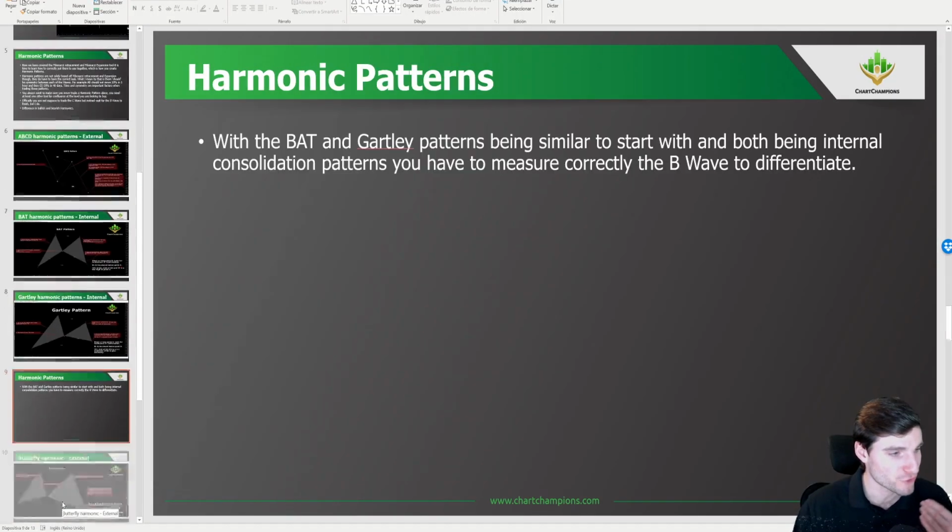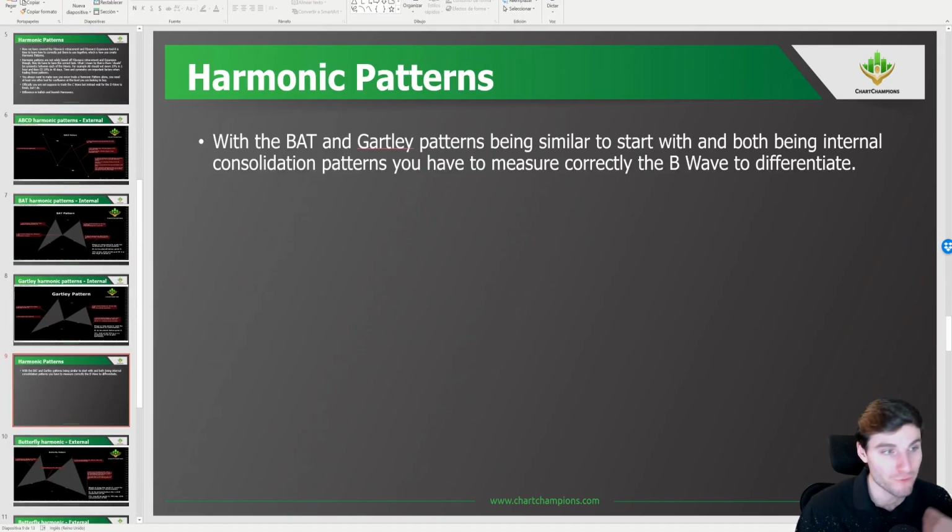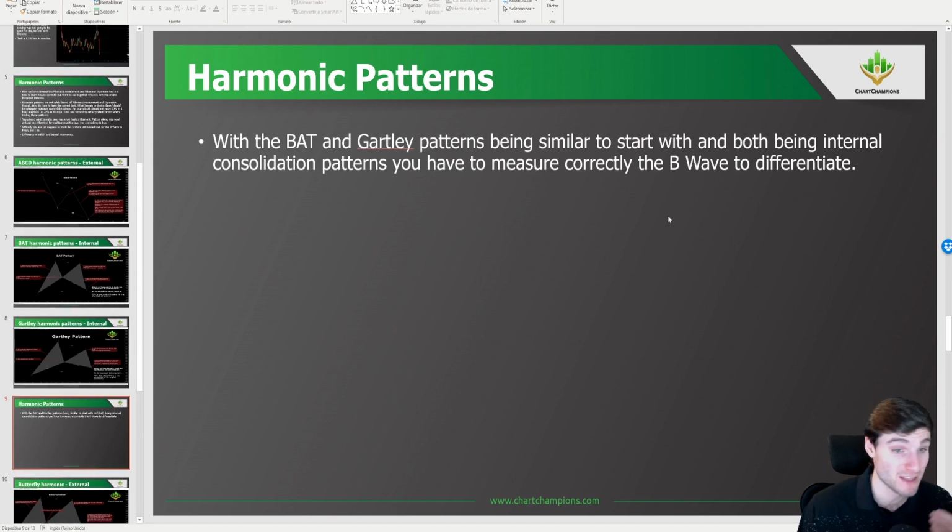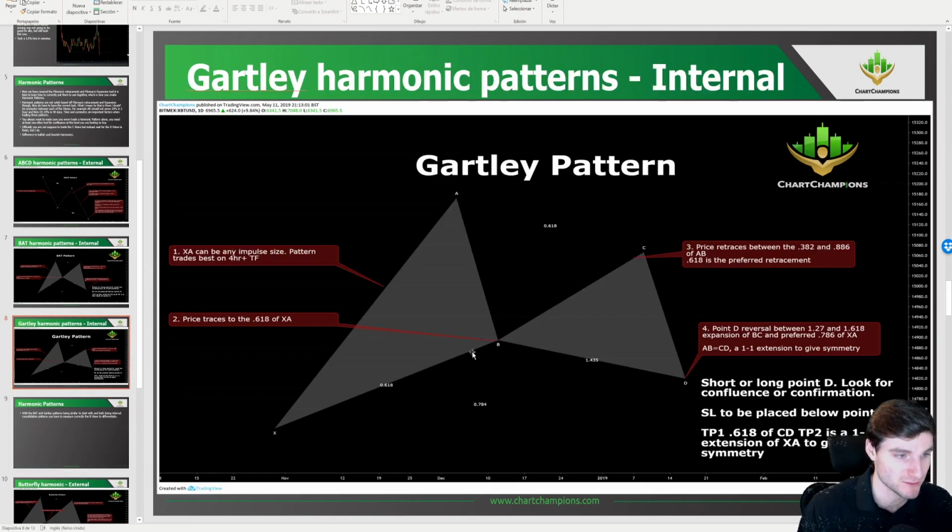Okay, and I've just got a few notes here. With the BAT and Gartley patterns being similar to start with, and both being internal consolidation patterns, you have to measure correctly the B wave to differentiate, as mentioned before. I got a bit ahead of myself, but obviously these two patterns look very similar, don't they?